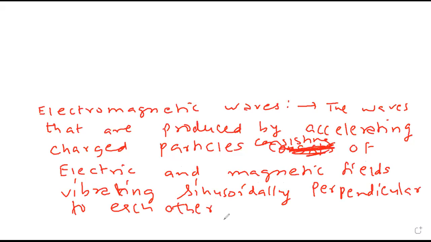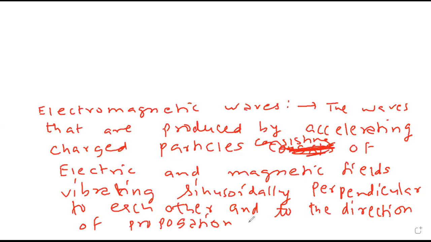Sinusoidally perpendicular to each other and perpendicular to each other and to the direction of propagation are called as electromagnetic. In short form, we can write EM waves or electromagnetic radiation.